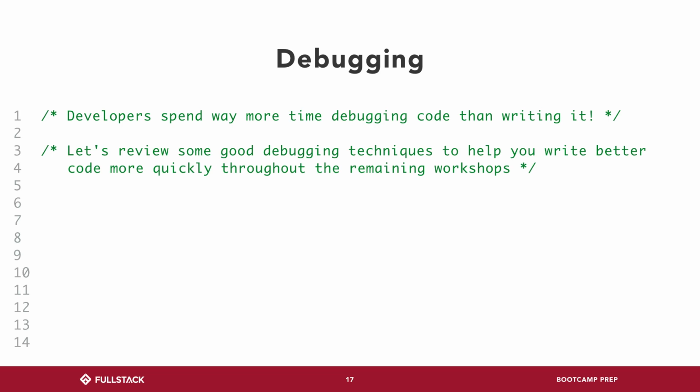So debugging. Developers spend way more time debugging code than writing it. So let's review some techniques to help you write better code more quickly throughout the remaining workshops. My number one favorite is, as soon as we set up a loop, before we try to do any work, make sure that you're correctly looping through the data that you want to loop through. Console log it out and make sure that's all good.